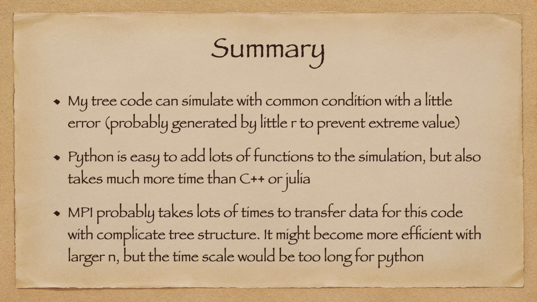And this is my summary. First, my tree code can simulate with some physical conditions with a little error, and some error will probably be generated by the small r value to prevent extreme values, which was talked about in the previous session. And Python is easy to add a lot of functions for the simulation, and it is very convenient, but it takes a lot of time to simulate.